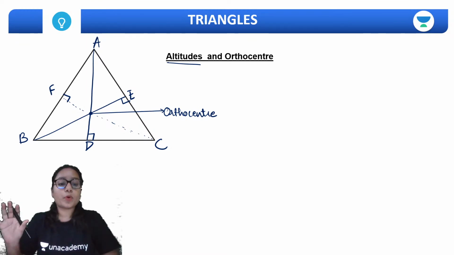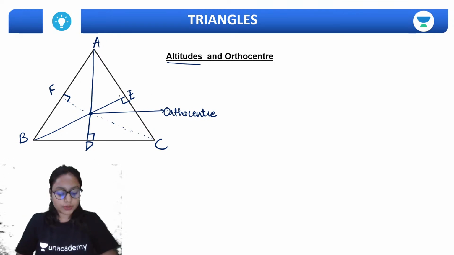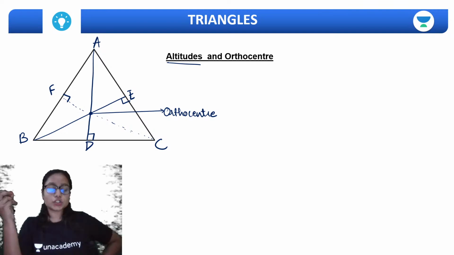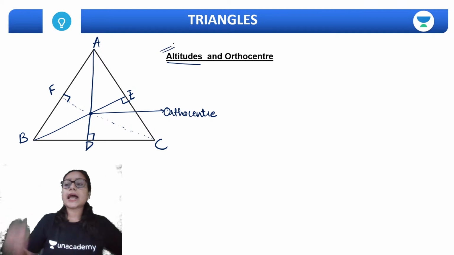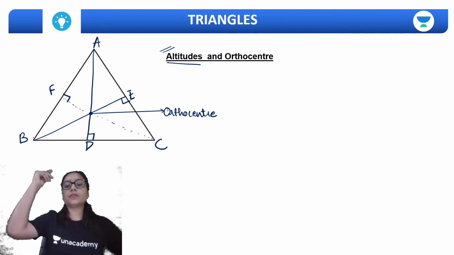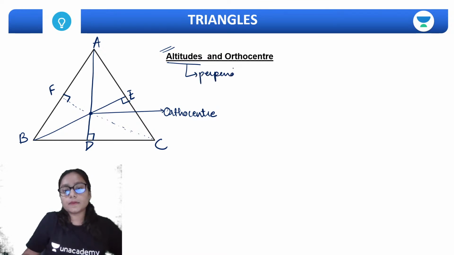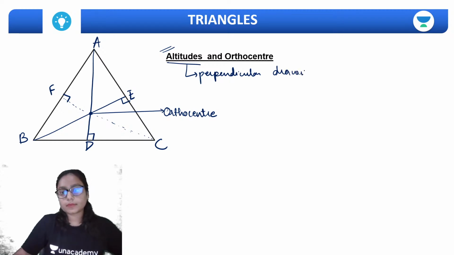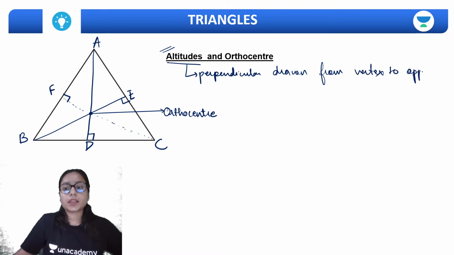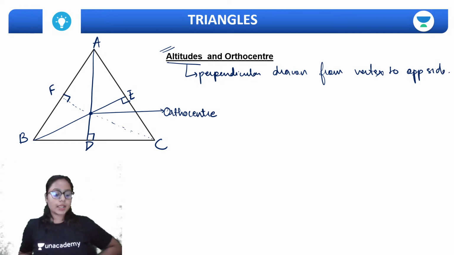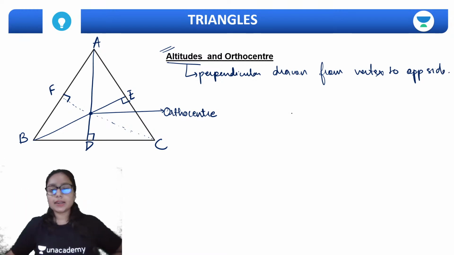Yes, these are not the midpoints. We have midpoints only in the case of medians. Here, altitude means height of the triangle, just a perpendicular drawn from the vertex to the opposite side. That's it. Alright. Is this clear? The definition of altitudes and orthocenter. Altitude is a perpendicular drawn from vertex to opposite side. That's it. Okay, clear?